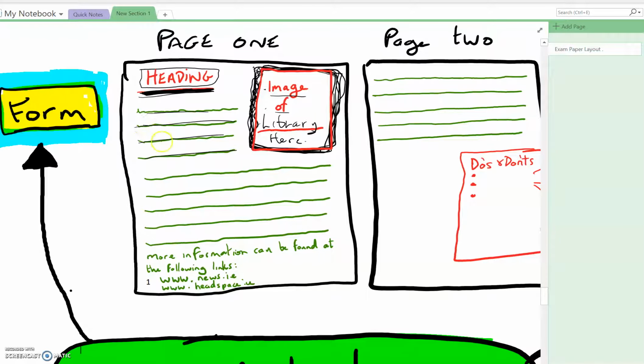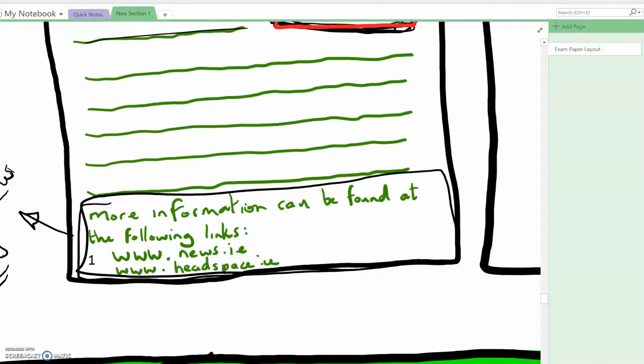So you write, and it's no harm that, let's say it was an article for the school website. Well, very good articles on websites would contain links to more information that the reader can access. So why don't you put that in? If it was a website article, you could put in, at the end of one page or the end of the whole thing, more information can be found at the following links. www.